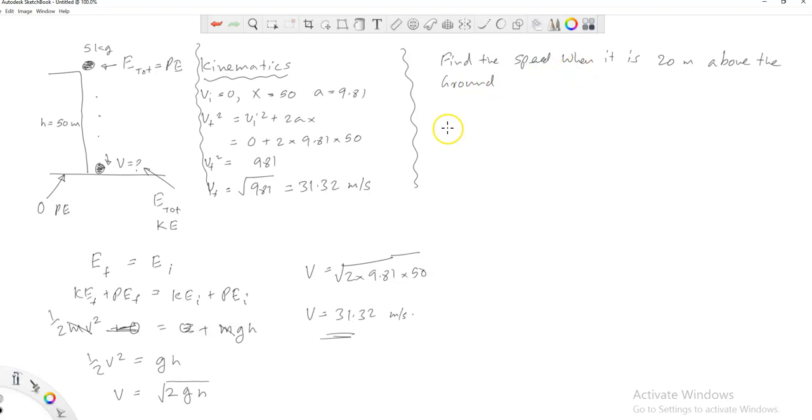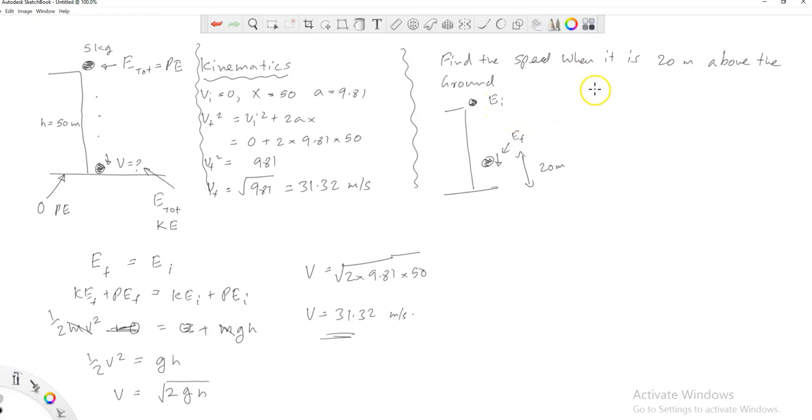When it is 20 meters above the ground, so here's the building again, 50 meters tall, you drop it from the top. When it is over here and moving over here, so this is 20 meters, what's the velocity? So what do we do? We define this as our energy initial. Now we take this as our energy final, and we write energy conservation.